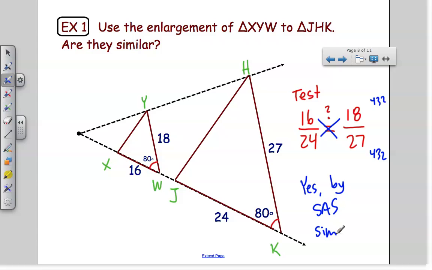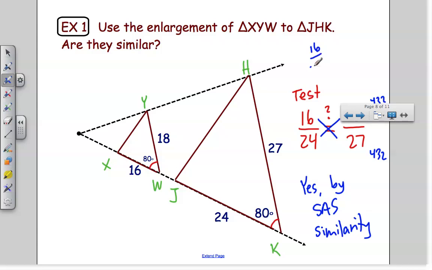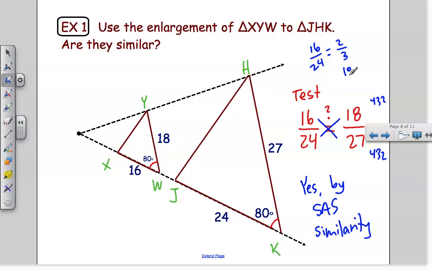Because I had a congruent angle here, and the sides around it were proportional, they are similar triangles by side-angle-side similarity. If I had reduced 16 over 24, I would have been dividing by, let's see, 4? Oh, I'm sorry, I could divide by 8. 16 divided by 8 is 2, 24 divided by 8 is 3, and I could have reduced 18 over 27 by dividing by 9 and gotten 2 over 3 as well. So either way you do that, you can see the sides are proportional, the angle between them is congruent, and side-angle-side similarity says the triangles are similar.